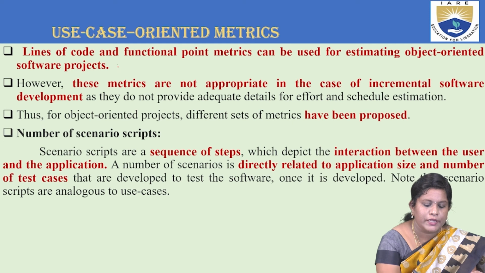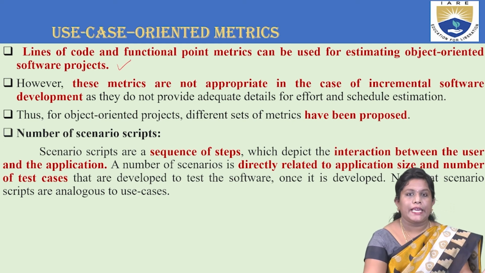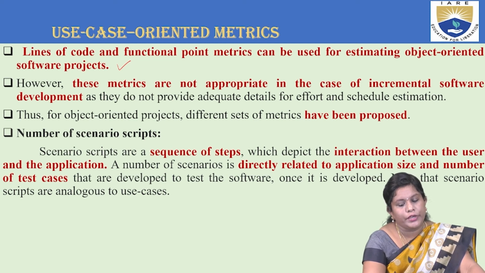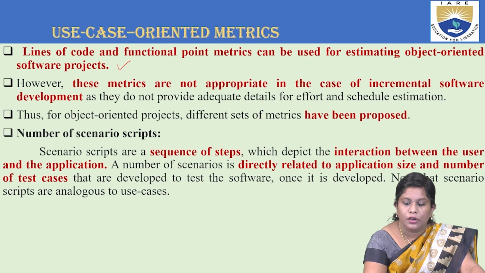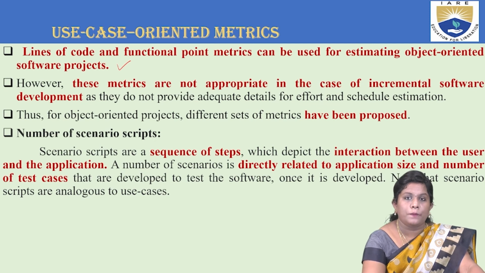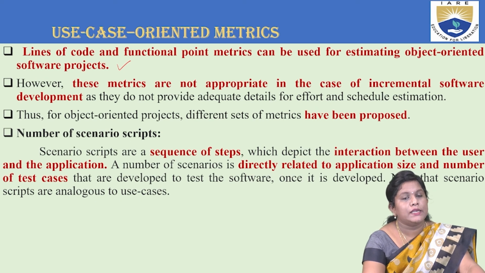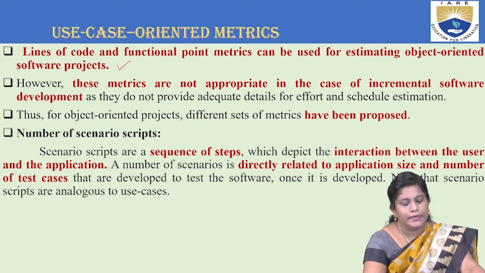So what is the first point saying? We have discussed lines of code and we have also discussed function points, right? These lines of code and function points were trying to estimate OO software projects, that is, object-oriented software projects. Sometimes these were also not up to the mark. They were not able to satisfy what a developer needs. In that case, we have come to use the use case oriented approach.